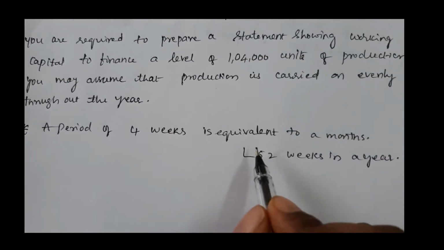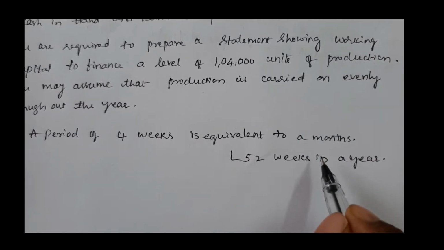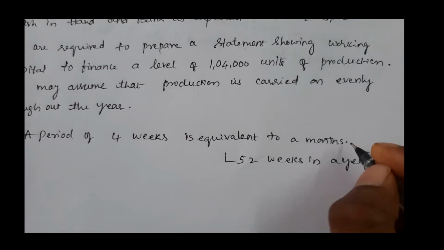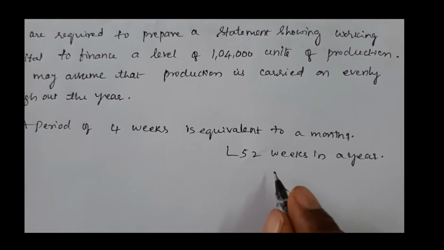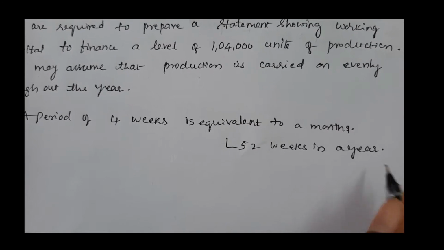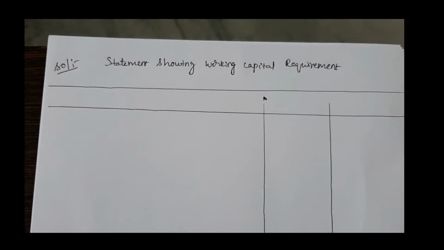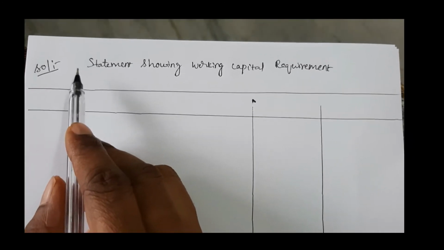A period of 4 weeks is equivalent to a month. Therefore, there will be 52 weeks in a year. We'll see the solution now.